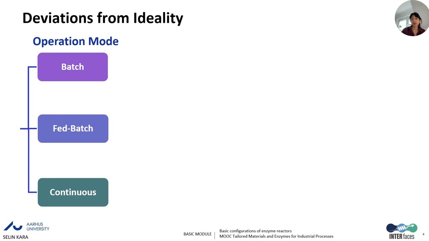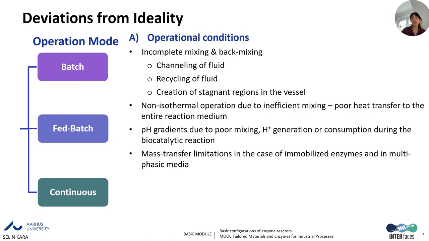However, the reality is not that ideal, so we can have deviations from ideality, both from operational perspectives and biocatalyst perspectives. From the operational point of view, we can have incomplete mixing and back mixing because of channeling of fluid, recycling of fluid, or creation of stagnant regions in the vessel. Non-isothermal operation due to inefficient mixing, poor heat transfer to the entire reaction medium, pH gradients due to poor mixing. If we have a pH change during the reaction, then at the end, we can have a non-homogeneous pH within the reaction vessel. And last but not least, we can have mass transfer limitations while using immobilized enzymes or working with multiphasic reaction media.